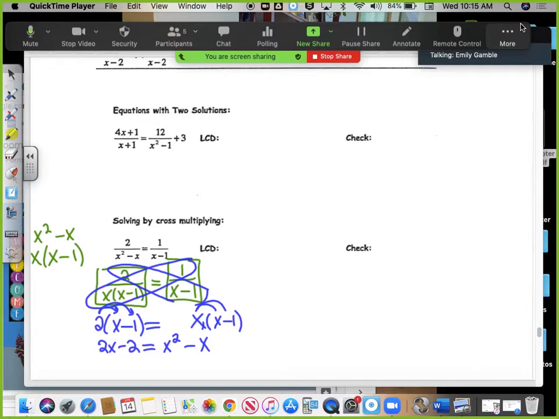So here's what I would do. You have 2 options. You're going to want to try and move everything to one side, and you're going to want to move all of the plain numbers to the other side.